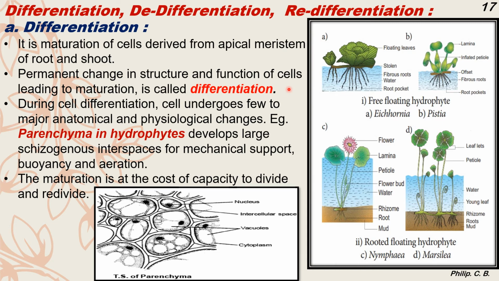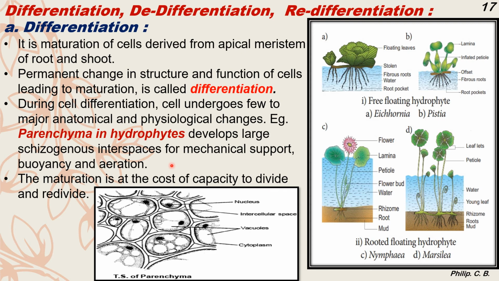As we can see here, the term is permanent change. Change occurs permanently in the structure and function of the cells, which further leads to maturation. During cell differentiation, the cell undergoes few to major anatomical and physiological changes. Example: parenchyma in hydrophytes develops large cystogenous interspaces for mechanical support, buoyancy and aeration. So here we can see the example, parenchyma in hydrophytes. The term hydro means water, phytes plants. So, water plants.